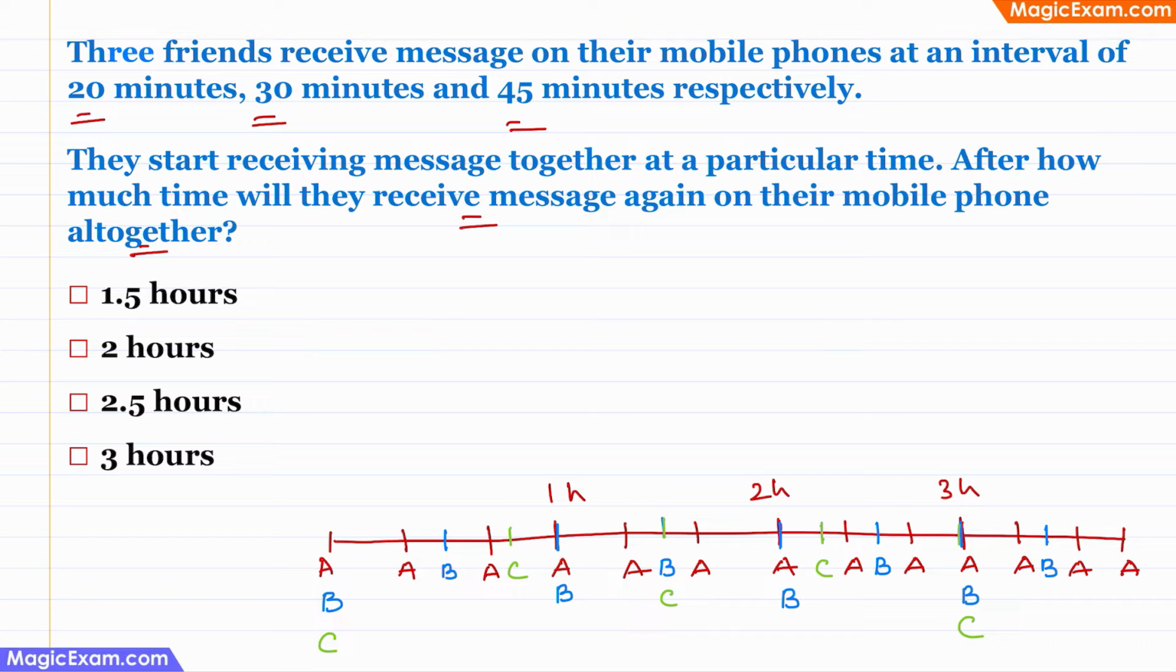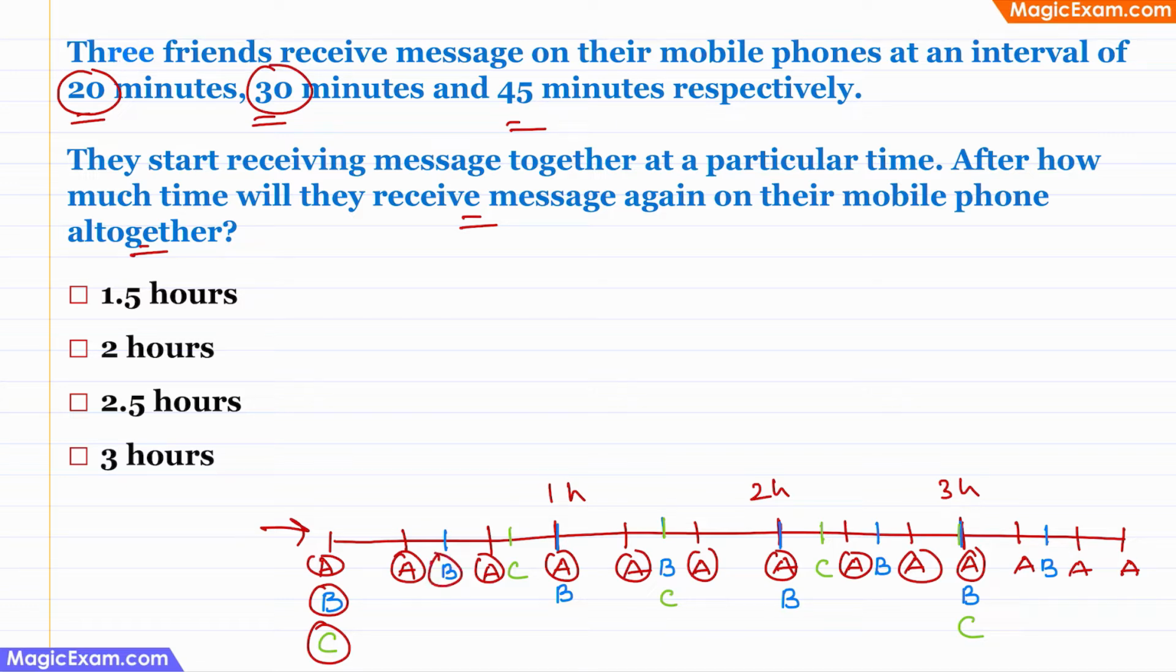So to visualize this problem, at the same time, A, B and C, all the three started receiving messages. After that, A has been getting messages once every 20 minutes and B has been getting messages once every 30 minutes. So B gets after 30 minutes, 30 minutes, 30 minutes, 30 minutes, 30 minutes, 30 minutes. And C is getting messages once every 45 minutes. So 45 minutes, 45 minutes, 45 minutes, and 45 minutes. So we have to see at what time will all the three A, B, C again coincide like they did at the beginning of this series.